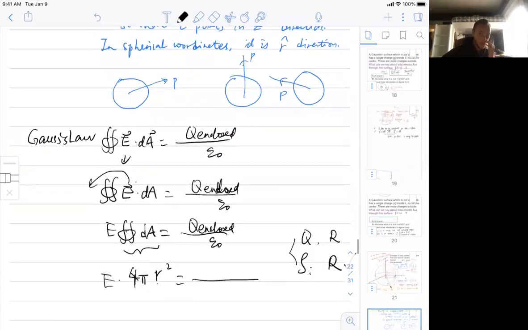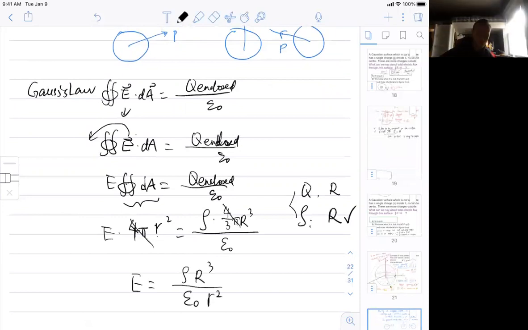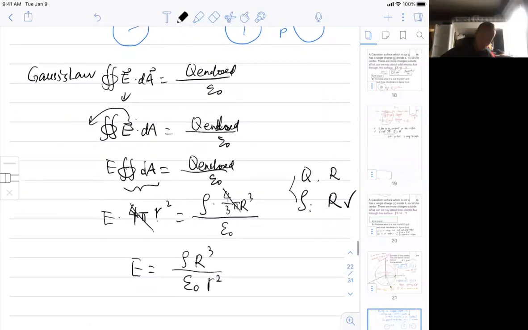Okay, so total Q enclosed. What is Q enclosed? Rho times volume, and the volume of the sphere is? 4/3 pi R cubed. Okay, very good. So we have our Q enclosed. You can calculate your E to be rho R over 3 epsilon naught r squared, like this. Okay. And once you're done, don't forget to add the direction.